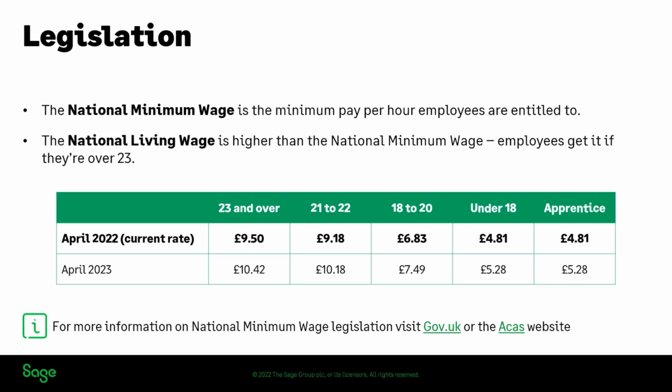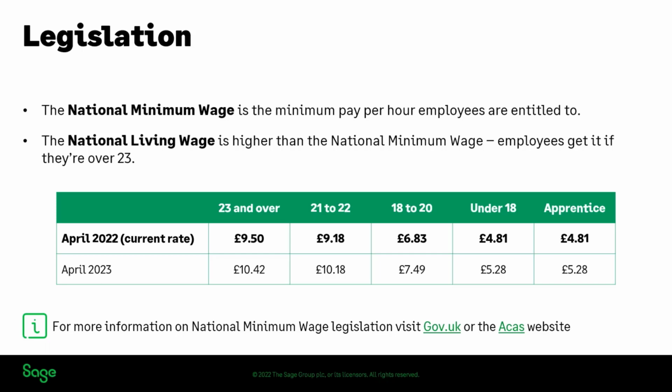Now, that apprentice rate can be paid to apprentices that are under 19 or 19 and over and in their first year of an apprenticeship. So if they are 19 or over and they've completed the first year of apprenticeship, the employee would then be entitled to the minimum wage for their specific age. So apprentice rate for under 19s and those in the first year of an apprenticeship.